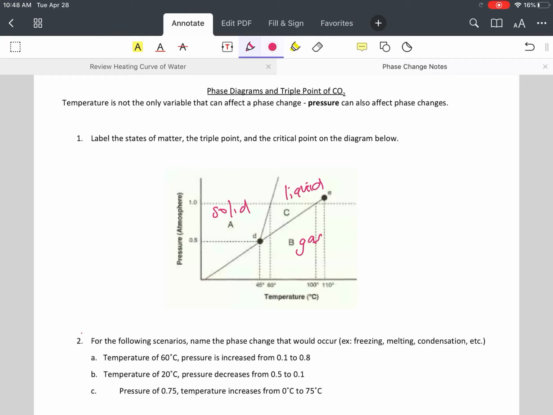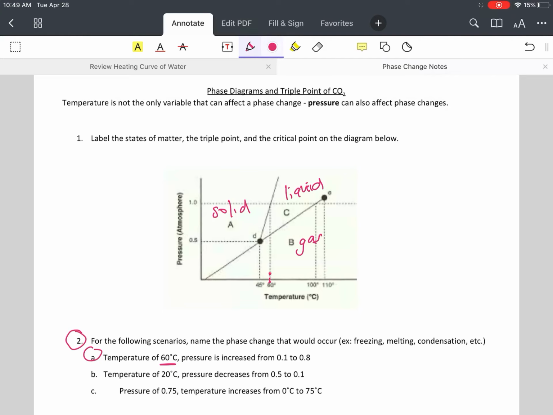Okay, so let's look at number 2. 2A. So what I'm trying to say is, how can we determine what phase change is taking place by looking at this graph? Instead of just going by temperature, we've reached the melting point, now we have a liquid, we have to take the pressure into account too. So let's look at a temperature of 60. Okay, so that's right here. And then the pressure increases from 0.1 to 0.8.